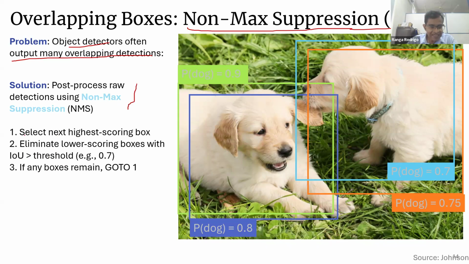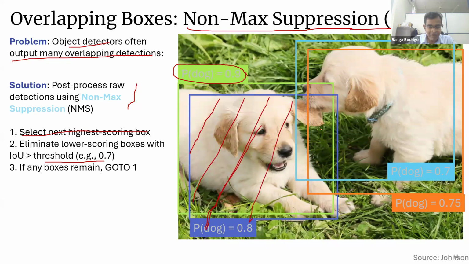The algorithm is this: select the next highest scoring box. In this case, the next highest scoring box is the 0.9 box, the green box. Eliminate lower scoring boxes with an IOU threshold greater than 0.7. Now the overlap of the blue box with the green box is very high, right? Because that overlap is very high, and we have already selected the box of this dog, we can eliminate the blue one.